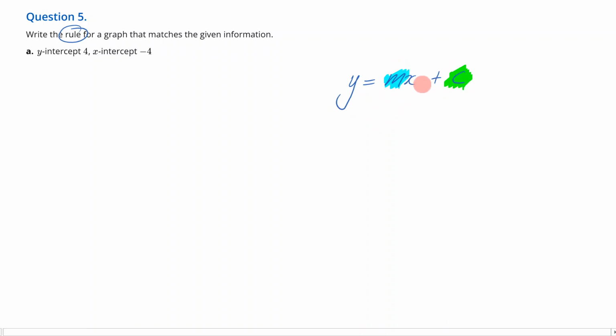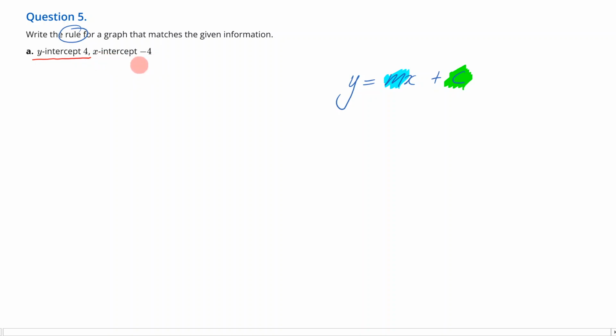What are m and c? Because if we can figure out what m and c are, we can figure out what the rule is. So let's now look at what we've been given here. We've been told that my y-intercept is 4 and my x-intercept is -4.